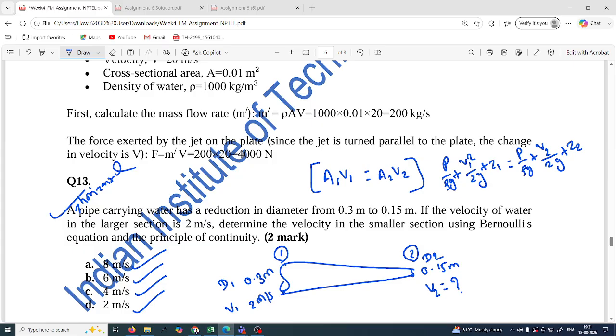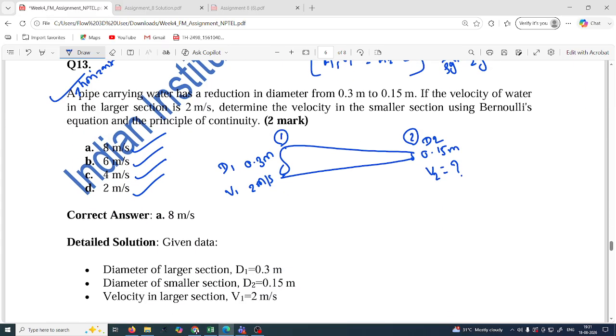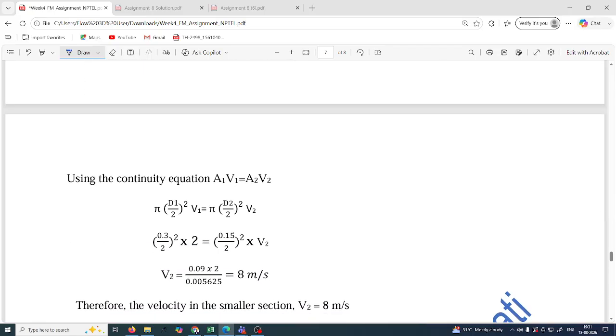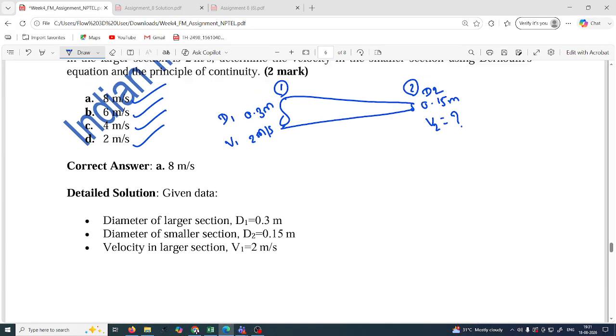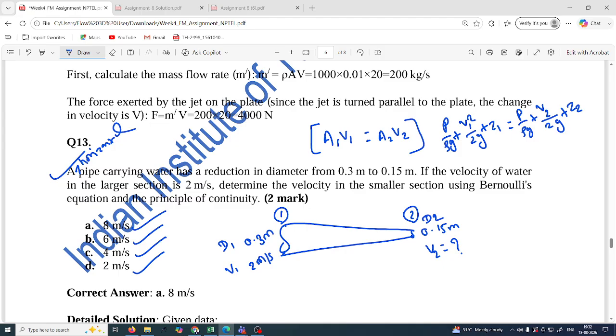So I think we have to go with the continuity equation. So let us see how. Yes, here the continuity equation is very applicable, because I don't know why the question is written using Bernoulli equation, maybe for confusing the student, but okay, no issue. So here A1 V1 you can apply. So anyway, option A is correct, 8 meter per second.